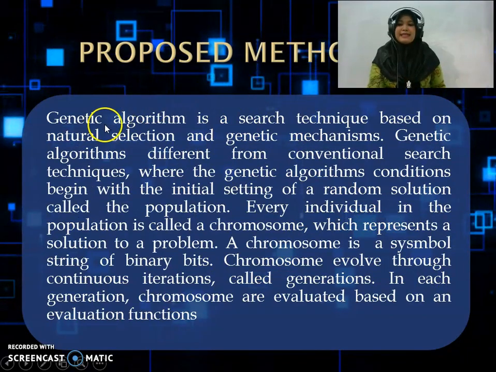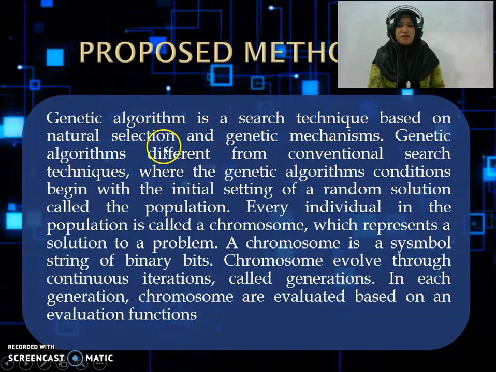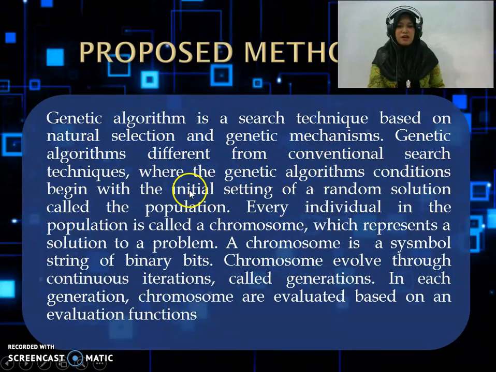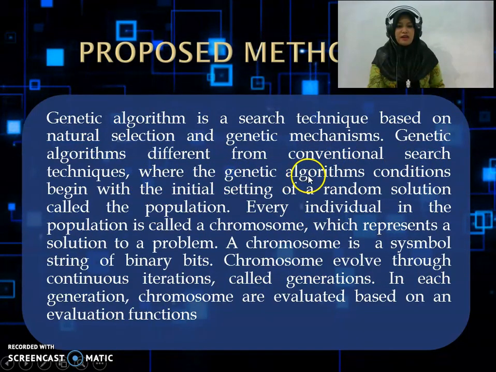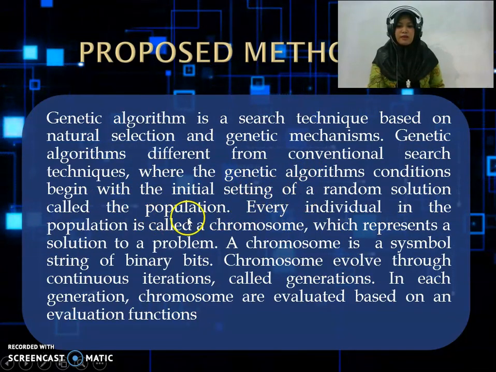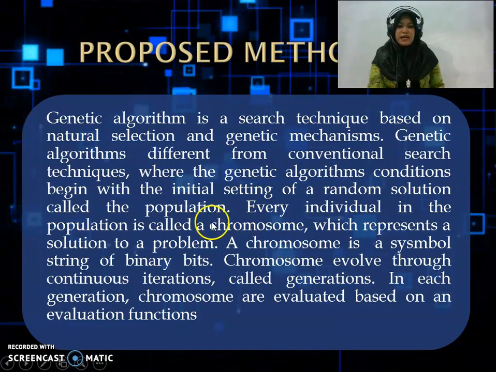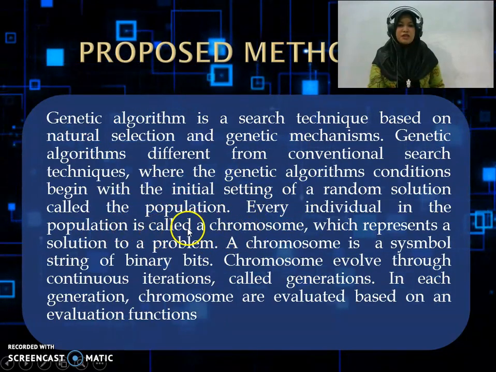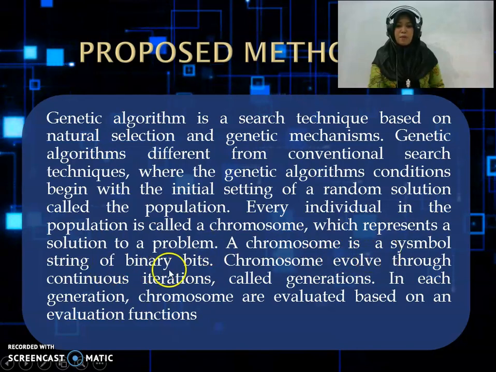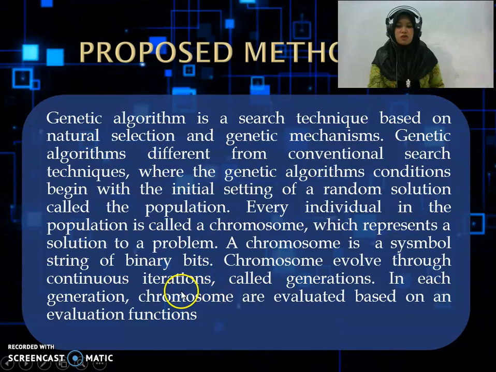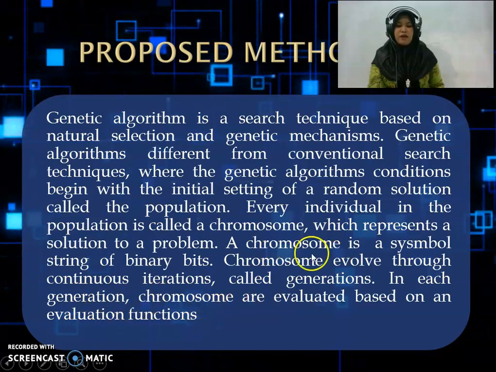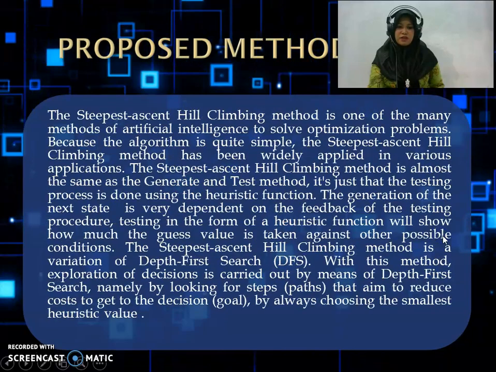Proposed method. Genetic algorithm is a search technique based on natural selection and genetic mechanism. Genetic algorithm is different from conventional search techniques, where the genetic algorithm begins with the initial setting of a random solution called the population. Every individual in the population is called a chromosome, which represents a solution to a problem. A chromosome is a simple string of binary bits. Chromosomes evolve through continuous iterations, called generations. In each generation, chromosomes are evaluated based on an evaluation function.